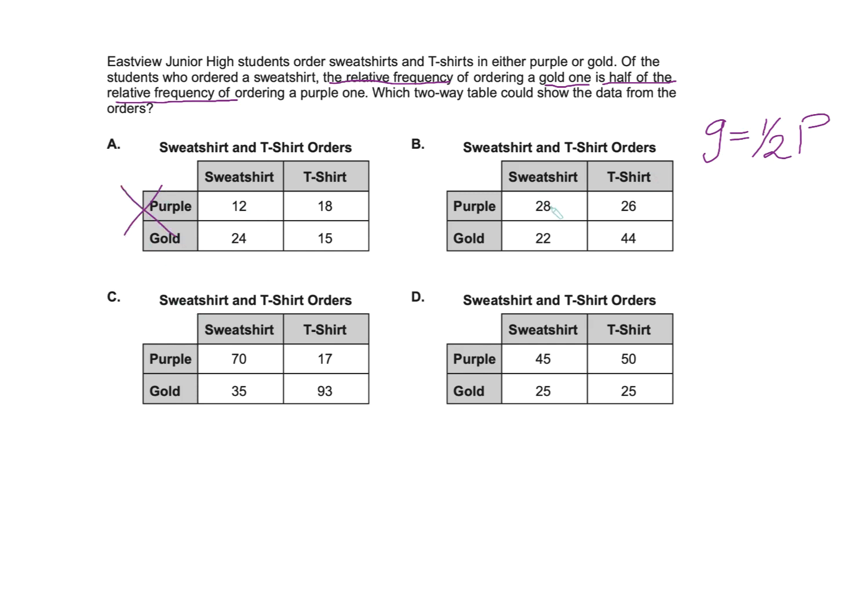The purple is 28, so the gold has to be half of that. So that should be 14. So okay, this is not our answer. All right, over here we have the purple, which is 70, and the gold has to be half of that. Half of 70 is 35. Yep, so our answer is C.